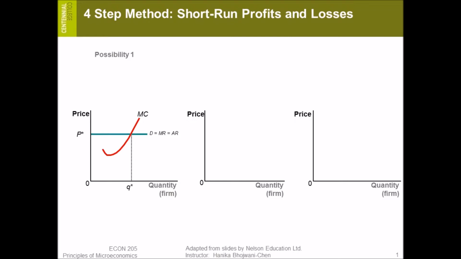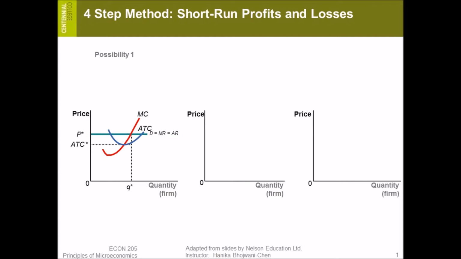Step 3. Find the total cost at the optimal level of output Q star. At Q star, go up to the average total cost curve, then left to the vertical axis to find the average total cost for the optimal level of output, and label it so. Then calculate total cost using the formula: total cost is equal to average total cost multiplied by output.